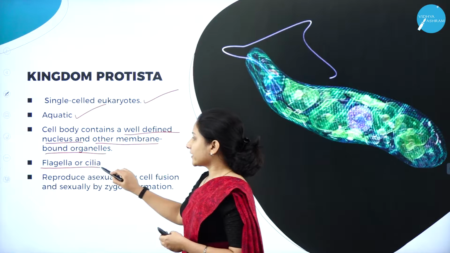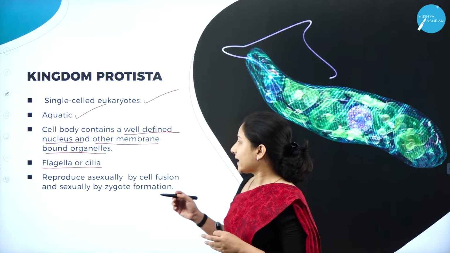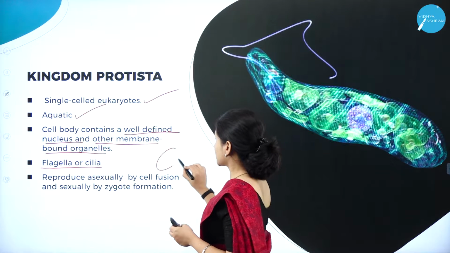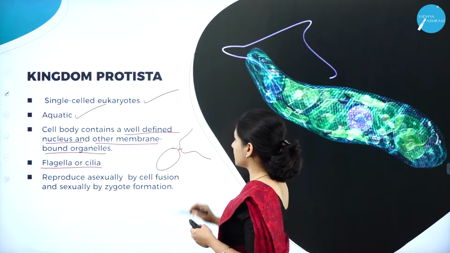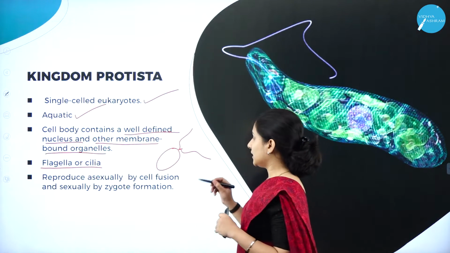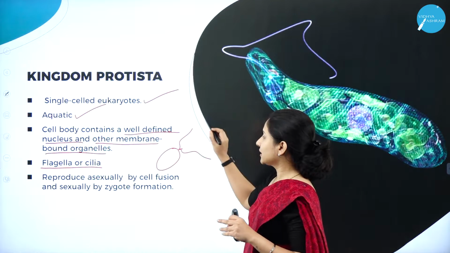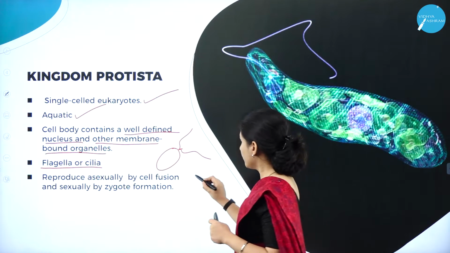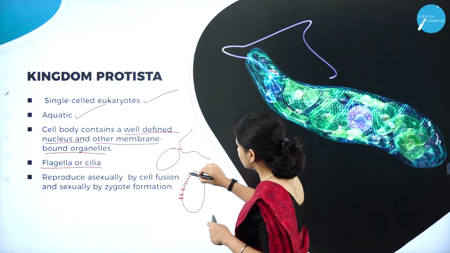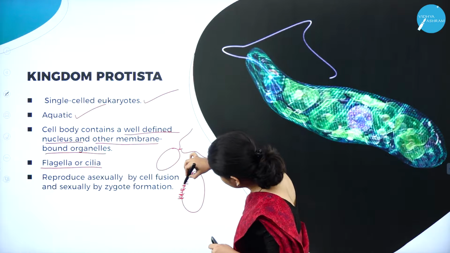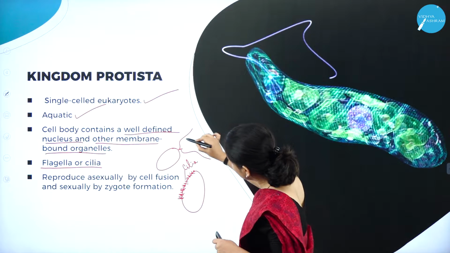And these organisms have flagella or cilia. So what is flagella? Flagella is a whip-like structure. If you have an organism like this, they will have a whip-like structure. And they can also have cilia. The difference between flagella and cilia is, flagella is a long, slender, whip-like structure, whereas cilia are small hairs. So the body is covered by small, minute hairs like this. That is cilia, whereas this is flagella.